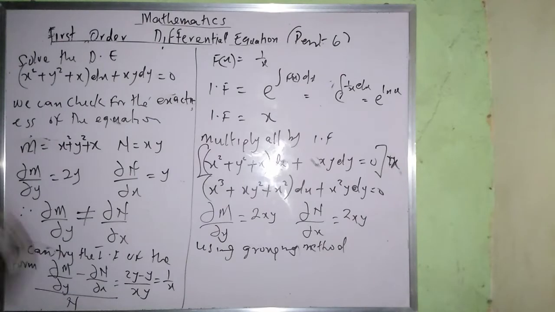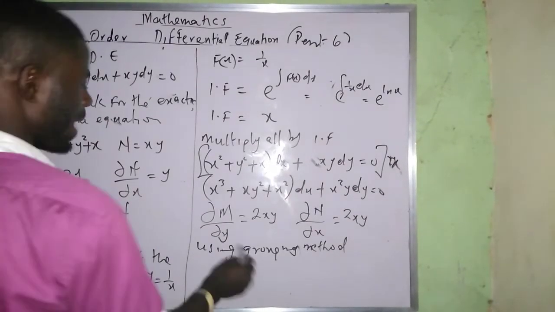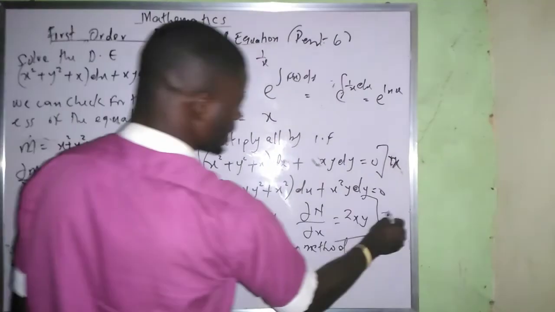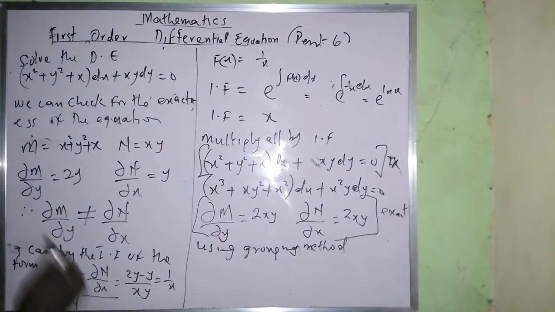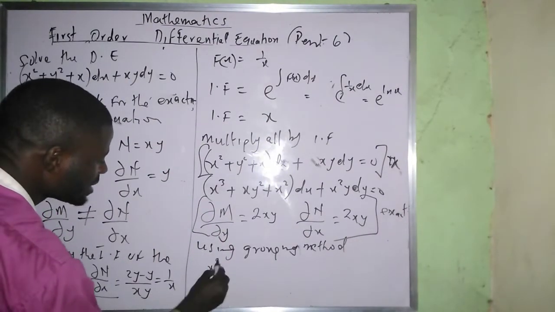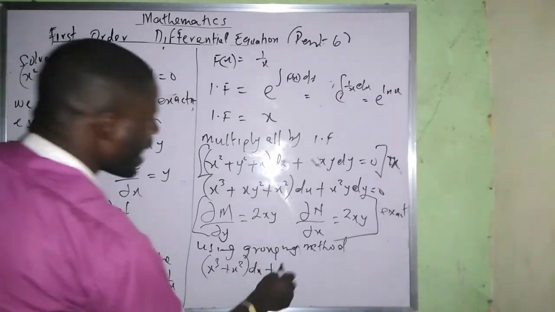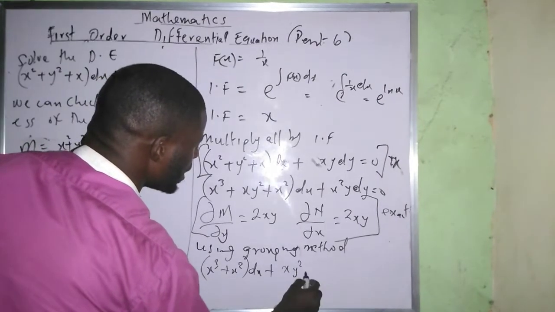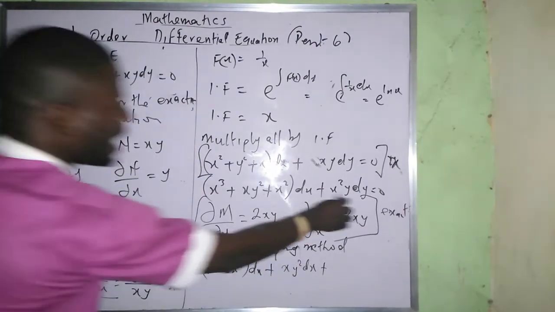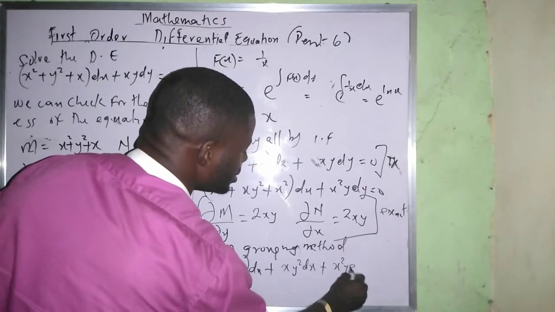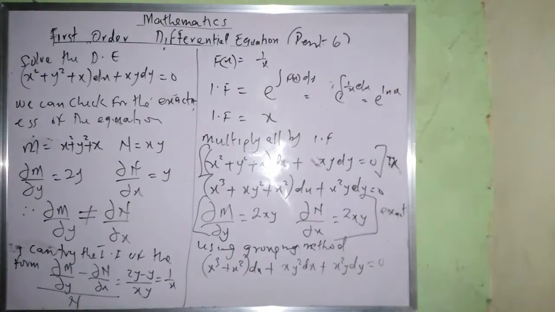My exact equation will now lead me to use method 2 of exact equations, which is called the grouping method. Don't forget that it is now exact. If I use my exact equation, I will have (x cubed plus x squared) dx plus xy squared dx plus x squared y dy equals 0. Now that is using my grouping method.